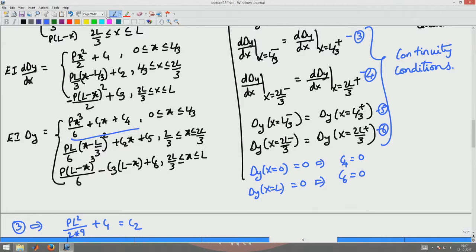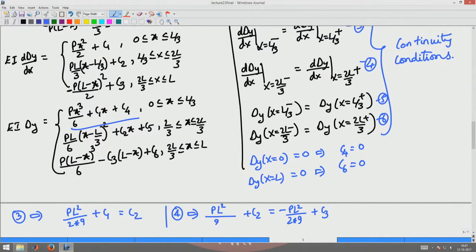Okay. Similarly, equation 4 gives me that at 2L by 3 minus it is P L square by 9 plus C2 must be equal to minus P L square by 2 into 9 plus C3. That will be coming from equation 4.